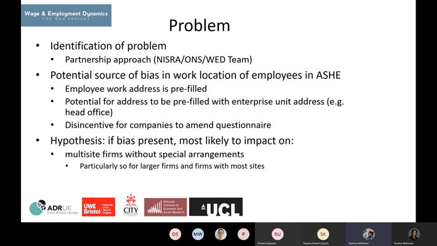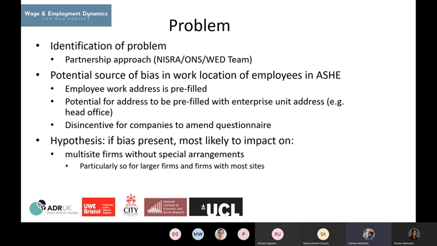So we expected to find possibly 4 things. One, those which have single site are not expected to have any bias at all, obviously, because there is only one site. So where they work is where they're recorded as working. Multi-site firms with special arrangements, that is like an electronic submission, are likely to have less bias than those that have to fill in the forms by hand.